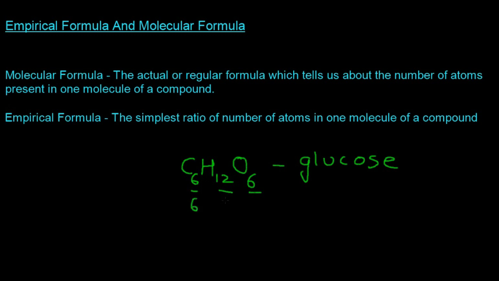If we divide each subscript by 6, what we get is 6 ones are 6, 6 twos are 12, 6 ones are 6, 6 ones are 6. So we get C1H2O1. We do not usually write 1 as a subscript, we just leave it. So this is the simplest form of the glucose molecule, and this formula is what is known as the empirical formula. It's the simplest ratio of the number of atoms in one molecule of a compound.